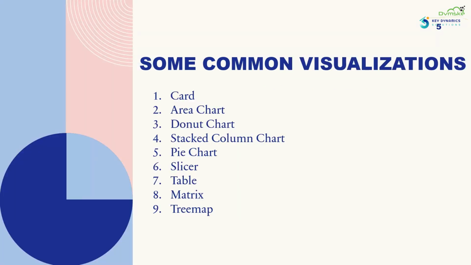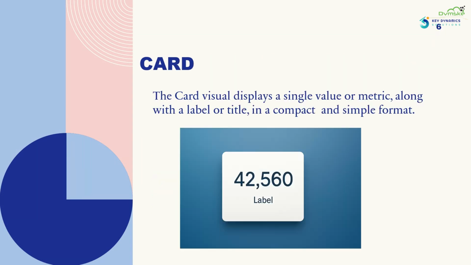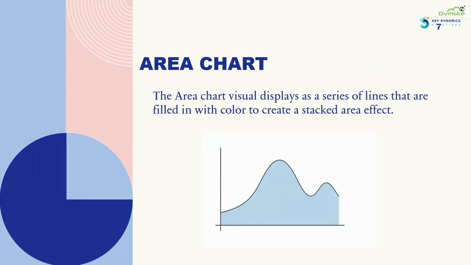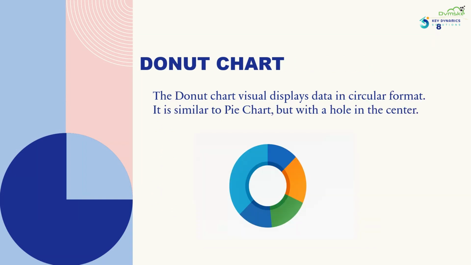Power BI gives us many visuals. Let's look at some of the most common ones. Card is a visual which shows a single key number clearly. The area chart is a visual which shows data trends over time with a filled effect. Donut chart is a visual. It is like a pie chart but with a hole in the middle.